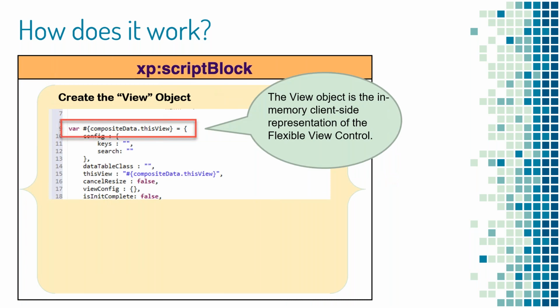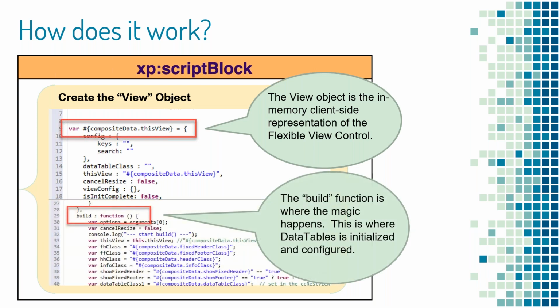Within the script block, we are creating an object, I call it a view object. And again, it's specific to each control. As you can see, at runtime, we are taking this view parameter out of the custom properties and creating a variable. The next most important piece inside of this object we're creating is a function called build. This is where all of the heavy lifting happens. This is where DataTables is getting initialized.